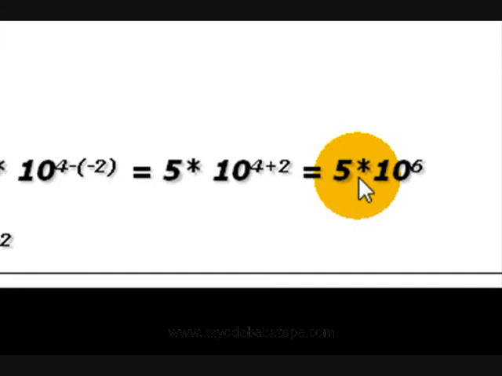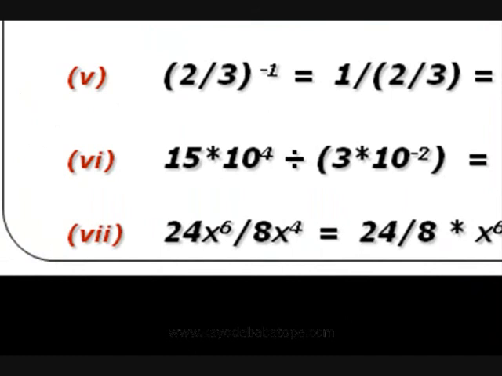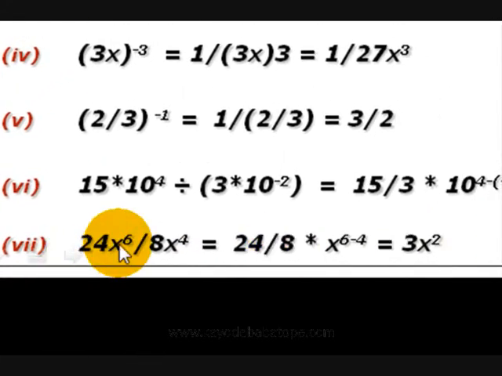And the last problem in this particular example, 24x raised to power 6 divided by 8x raised to power 4. Treat the coefficients with the normal laws of arithmetic. 24 divided by 8 is 3. And then treat the indicial part with the law of indices. x raised to power 6 divided by x raised to power 4 is equal to x raised to power 6 minus 4. And that gives x raised to power 2. So this expression reduces to 3x squared.